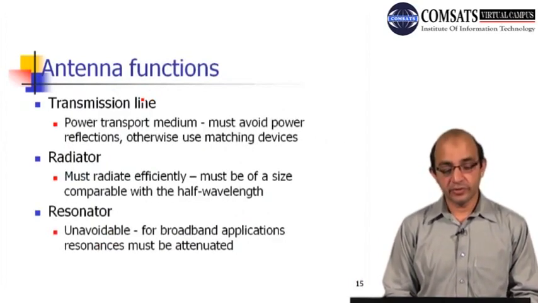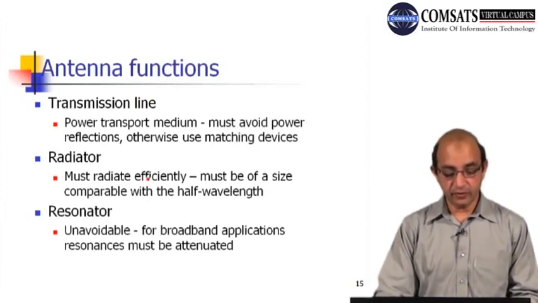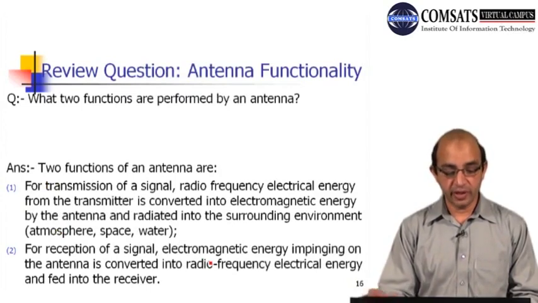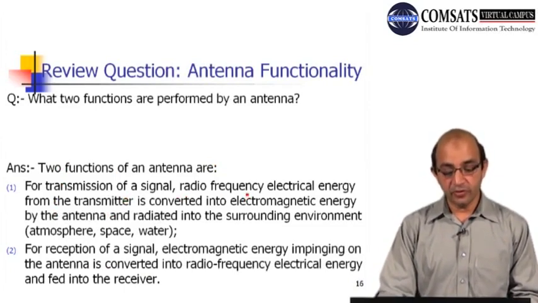So here we have different purposes of antenna. Again, antenna can also function as a transmission line, radiator, resonator, right? Unavoidable for broadband application, resonance must be attenuated, right? After quickly going through the antenna functionalities, we can now answer the review question. We will be talking about two functions that are very important for a transmission of a signal. The radio frequency electrical energy from the transmitter is converted into the electromagnetic EM energy by the antenna and radiated into the surrounding environment, right? So this is one functionality.